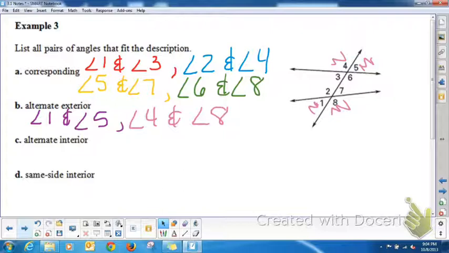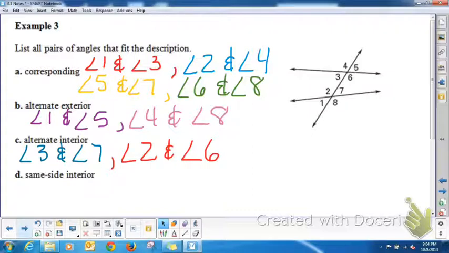Now name the alternate interior angles. The alternate interior angles are on the inside between the 2 lines that are cut by the transversal. One up, one down, one left, one right. So 3 and 7 are a pair. And then 2 and 6 are the other pair.